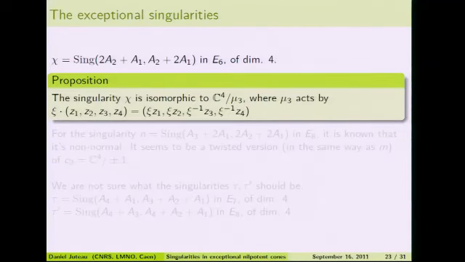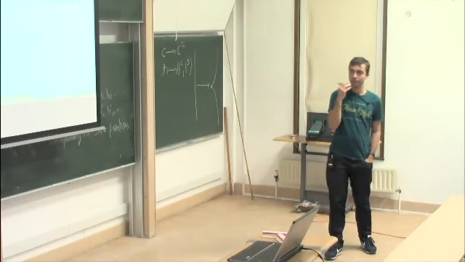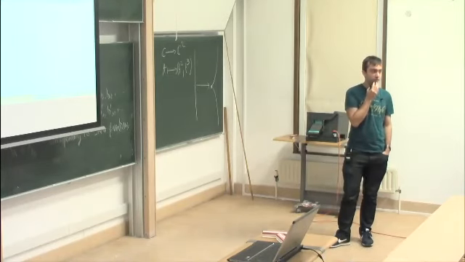This chi is a singularity in E6 between those two orbits. This one, you can understand it. It's a quotient of C4 by mu3, the third roots of unity, with this action. So it's really different from the other ones. And then there's another one in E8 that we think we understand. It's a twisted version, in the same kind of twist as M of the minimal C2, so C4 divided by plus or minus 1.